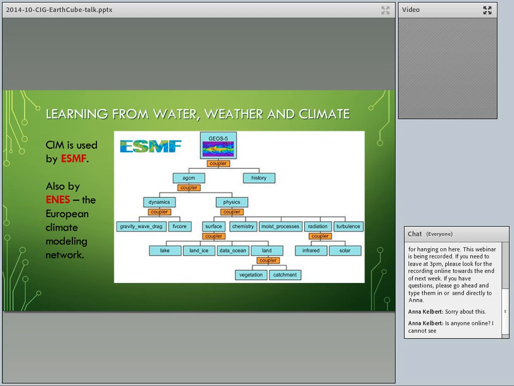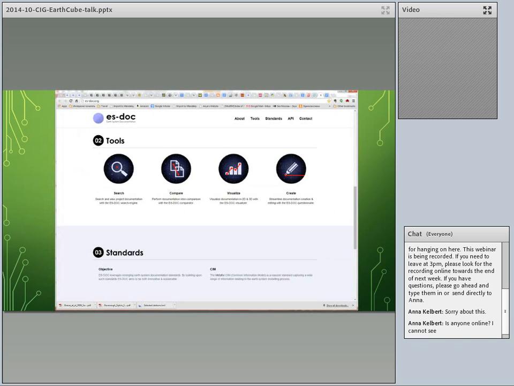The CIM schema is used by ESMF, which is a large model coupling framework for climate modeling. It's also used by NUOPC, the European counterpart of that framework. The tools that exist to work with the schema and the related documents are maintained by the ESDoc group, and our collaborators at NOAA and NCAR are involved with that.